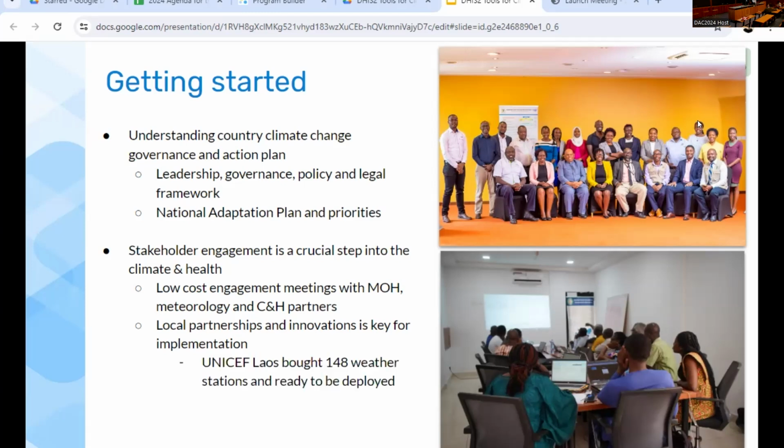A good example here was in Laos, where UNICEF is supporting with the weather stations. They've been able to invest a lot within Laos to provide weather stations for 148 stations, which is quite a huge investment. But that can only happen when you have these local partnerships happening.